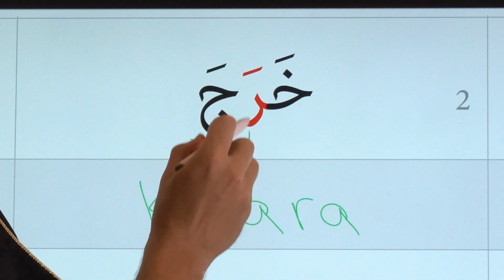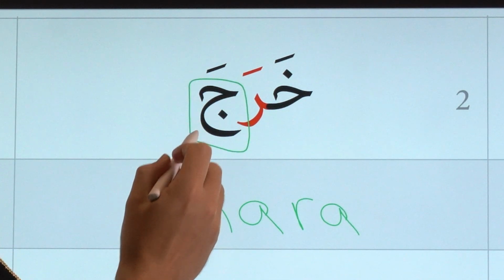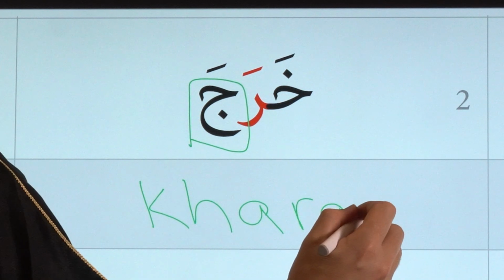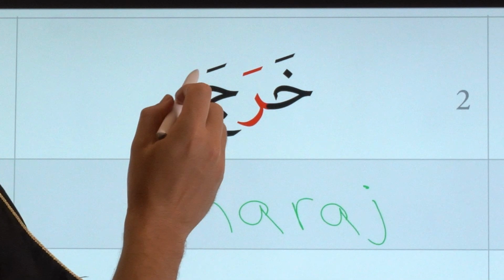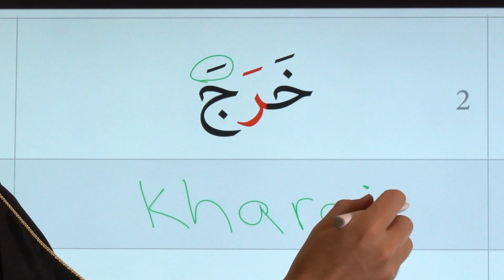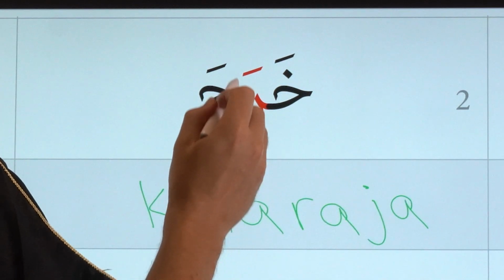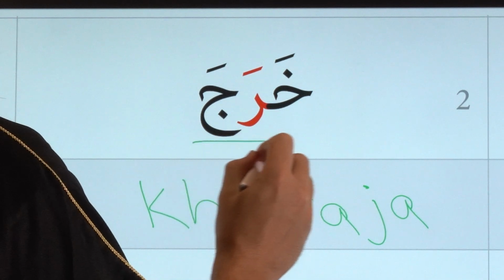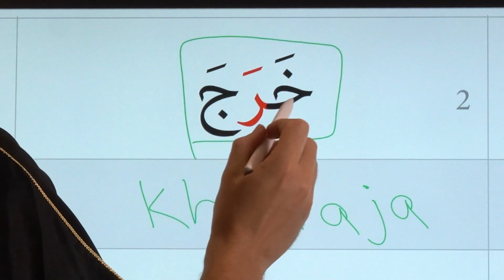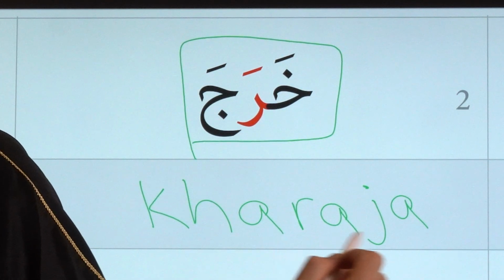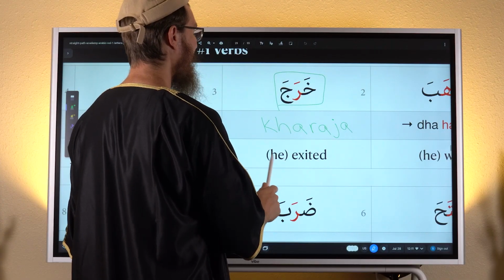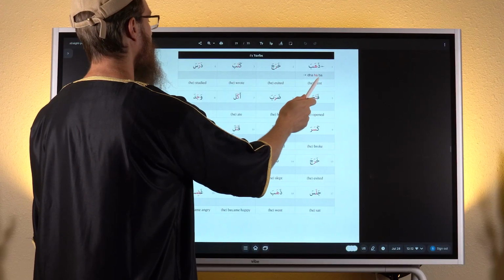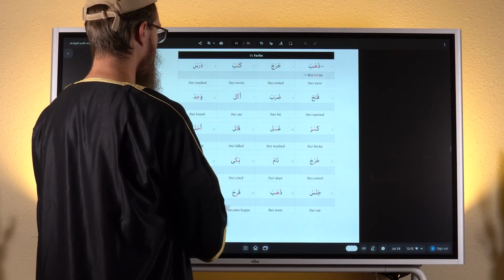And finally at the end we have a wave-like shape with one dot beneath, meaning this is the letter jim. So we're going to write a J for the letter jim. And above the jim we have a fatha, so we're going to write an A for the fatha. So the jim and fatha together would be pronounced ja. So all together this entire word would be pronounced kharaja. And this is a verb that means he exited. So your first goal here should be completing and memorizing all 20 of these words.